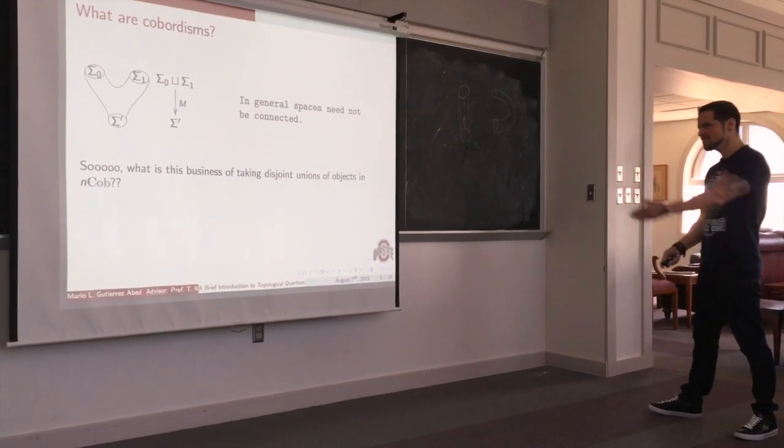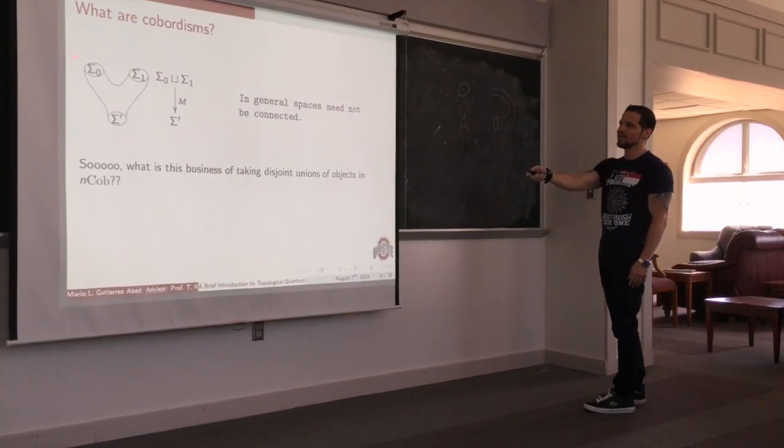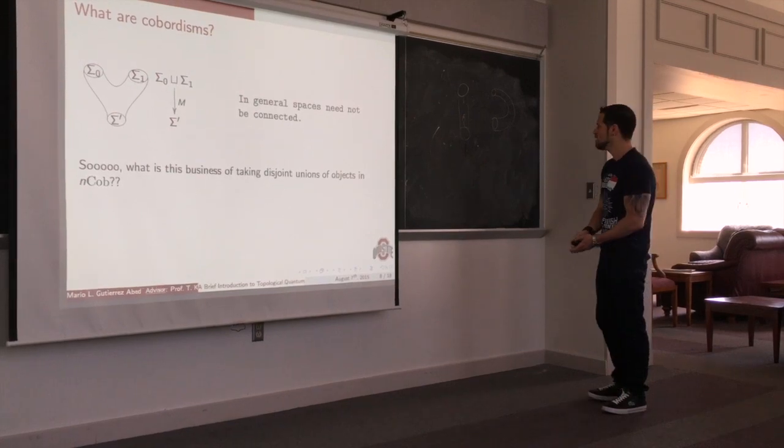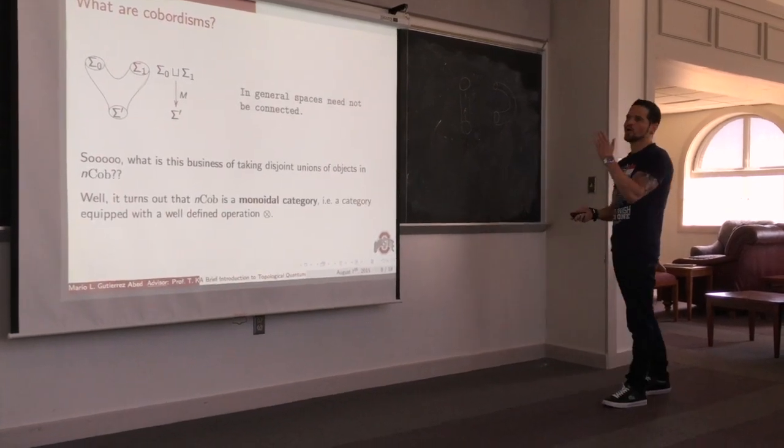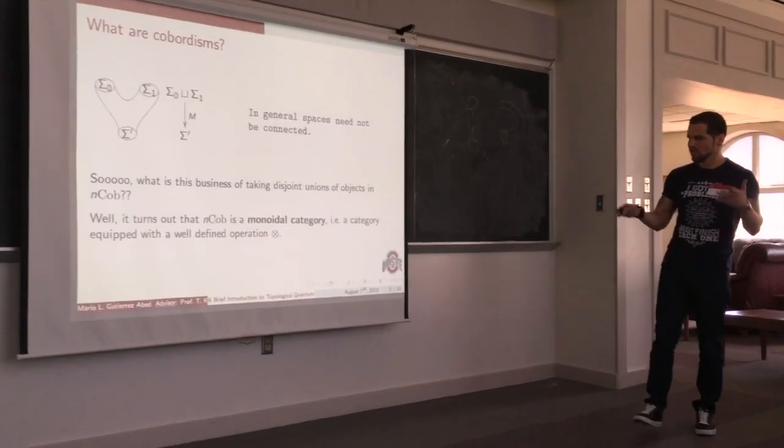So what is this whole business of taking disjoint unions? Why are we able to talk about disjoint unions and all that? Well, the reason is that a cobordism is a monoidal category. Now, what do I mean by that?